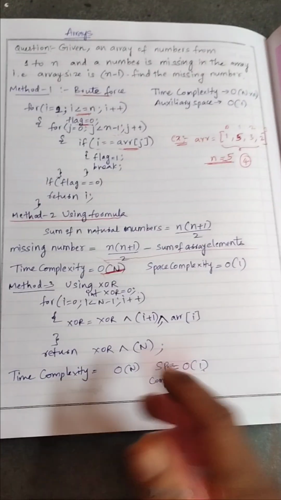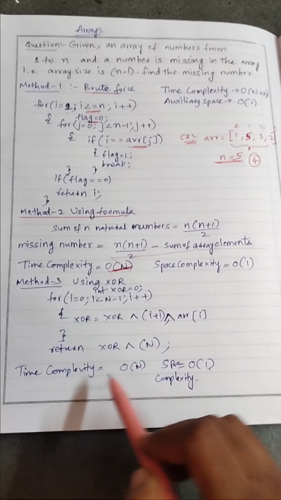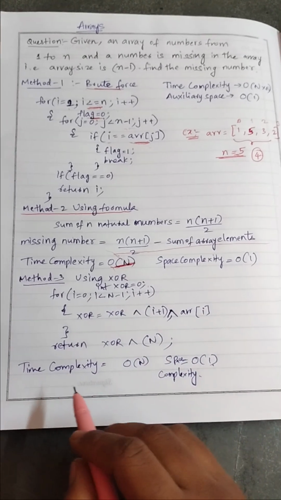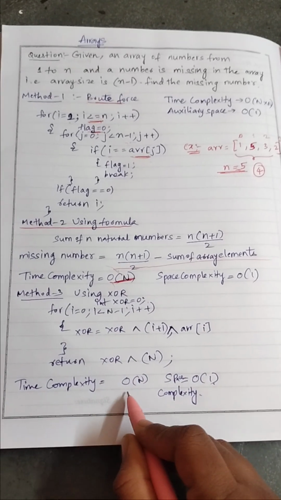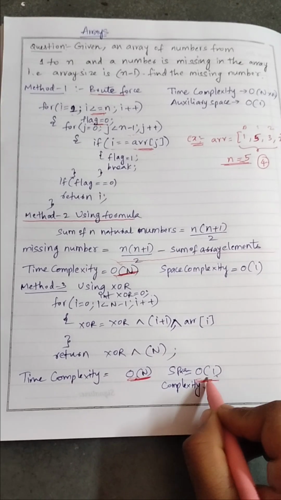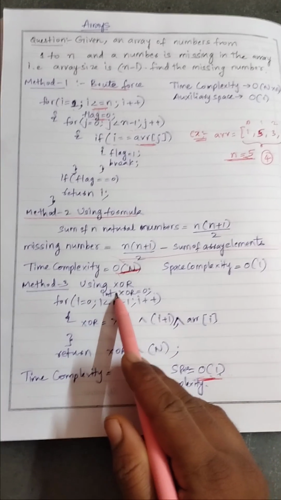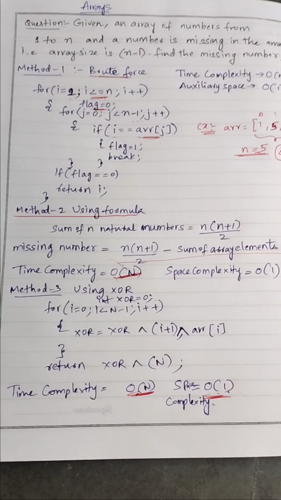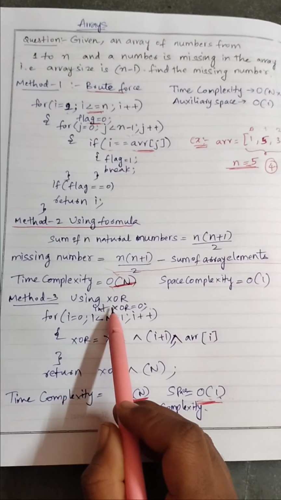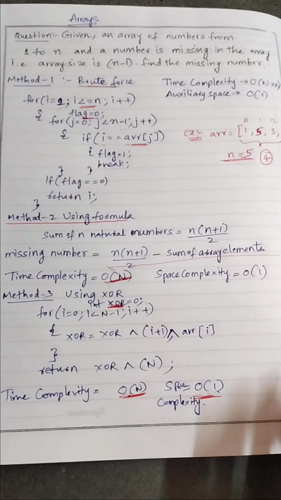Method 3 is similar to the formula method, because it also takes time complexity of order of n and space complexity of order of 1. But this is another method, and an easy one. See here, we are going to do the XOR operation. I think you know the XOR operation.